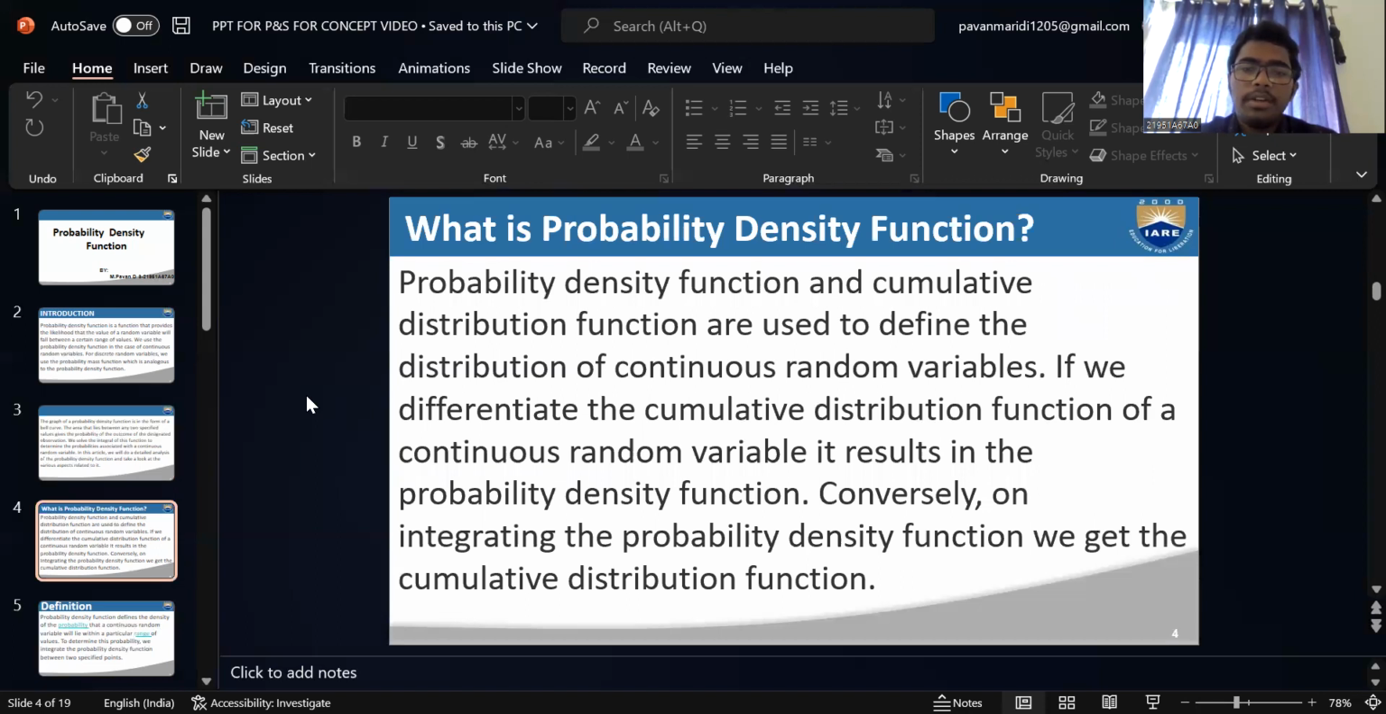What is probability density function? Probability density function and cumulative distribution function are used to define the distribution of continuous random variables. If we differentiate the cumulative distribution function of a continuous random variable, it results in the probability density function. Conversely, on integrating the probability density function, we get the cumulative distribution function.